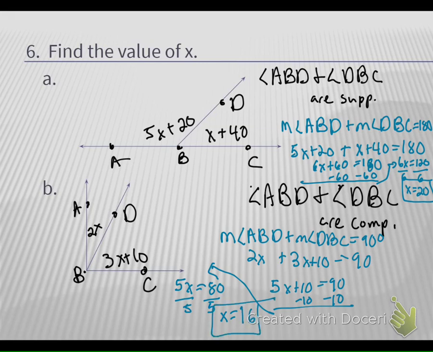Okay, so this lesson was about complementary and supplementary. You guys already know complementary adds up to 90. Supplementary adds up to 180. What does it mean to be adjacent? Same vertex, same side, no common interior points, so they lay next to each other.